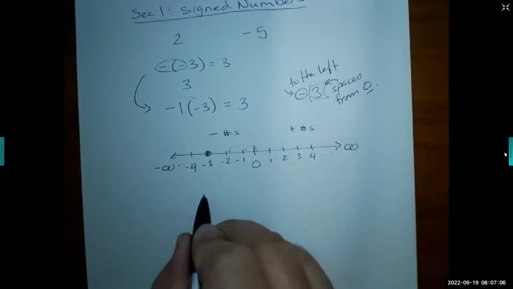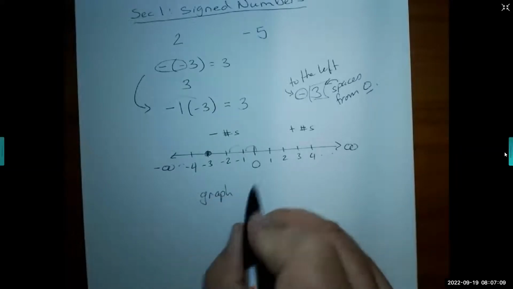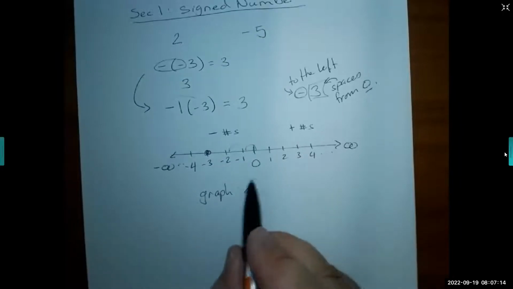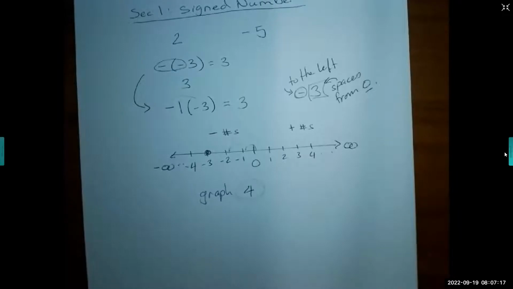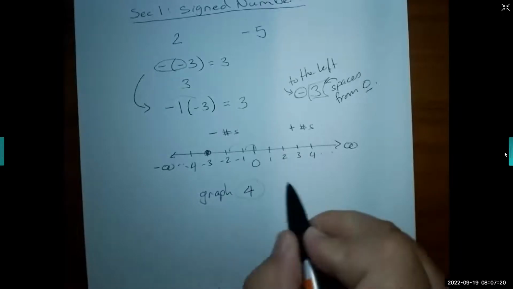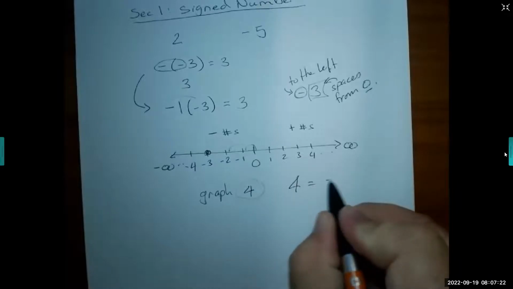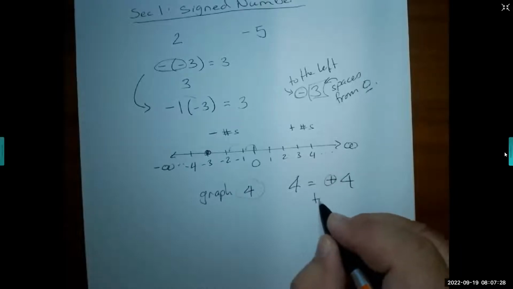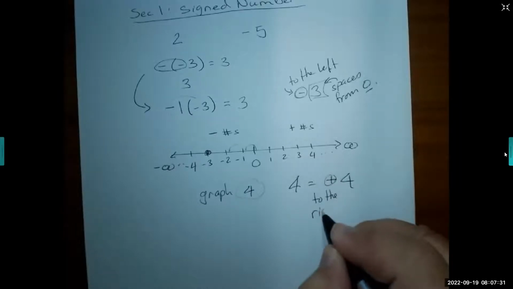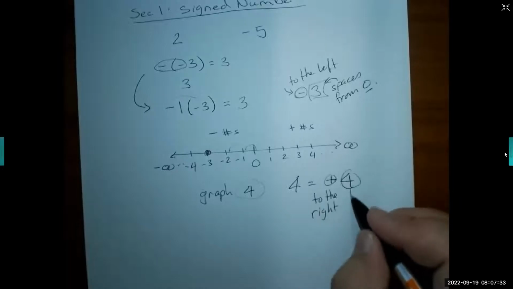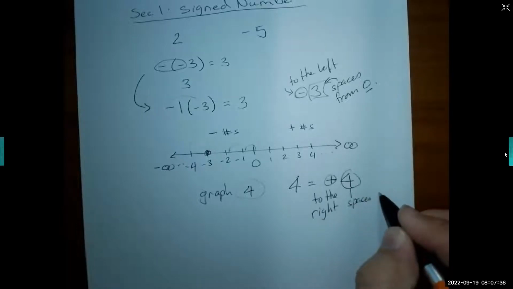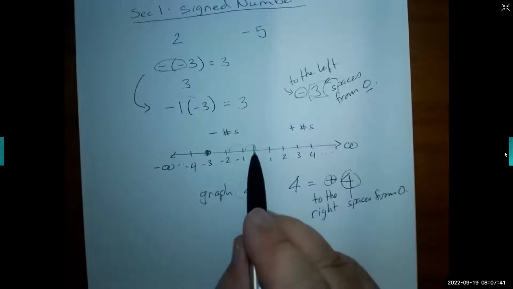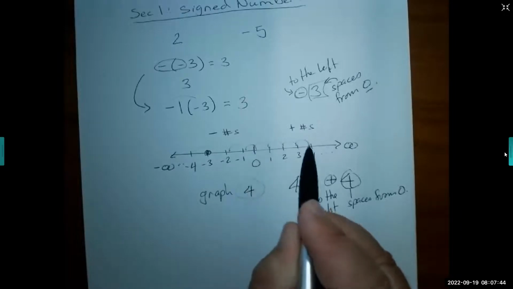So if I ask you to graph the number 4, what is that? What does this number tell you to do? Four is actually a positive 4, right? So since it's positive, to the right, 4 spaces from 0. So the number 4 is 4 spaces from 0. 1, 2, 3, 4.